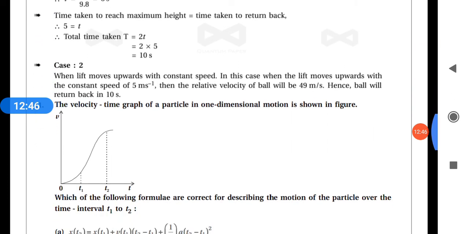So when the lift moves upward with a constant speed of 5 meters per second, the relative velocity of the ball will still be 49 meters per second, and the ball will return back in 10 seconds.